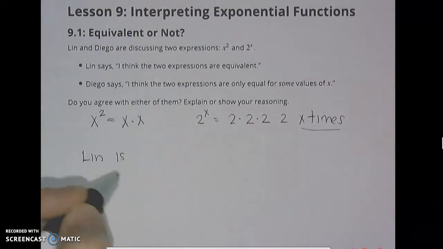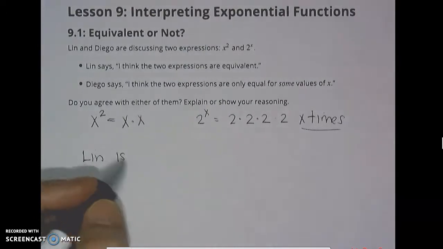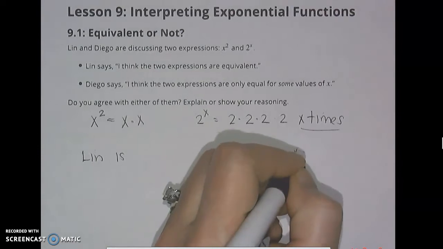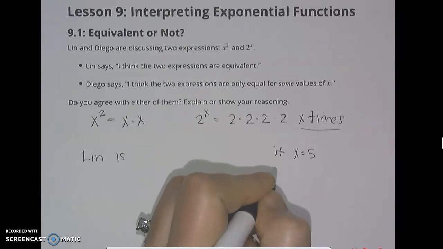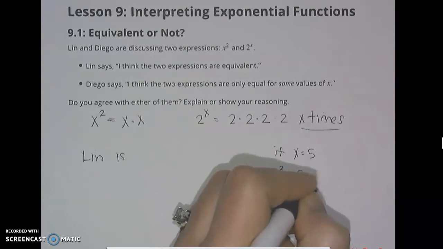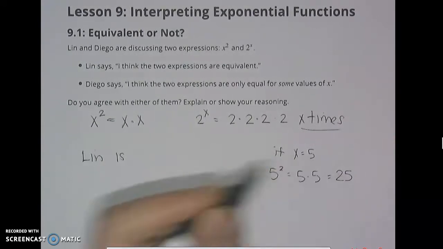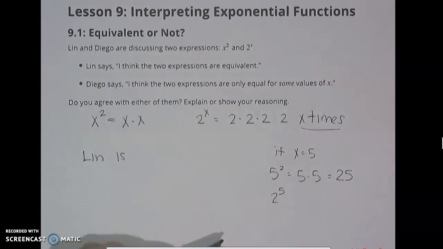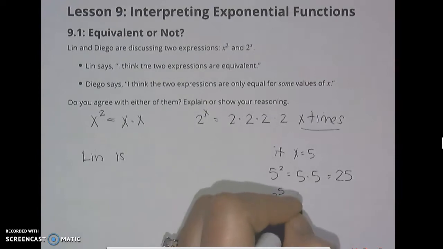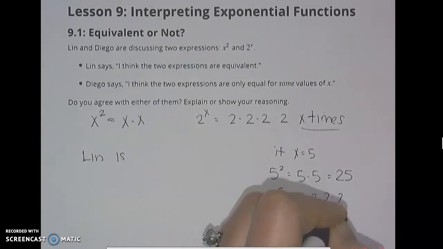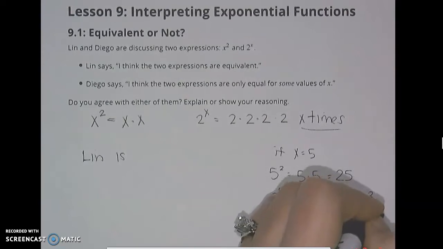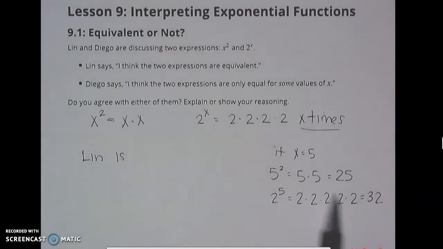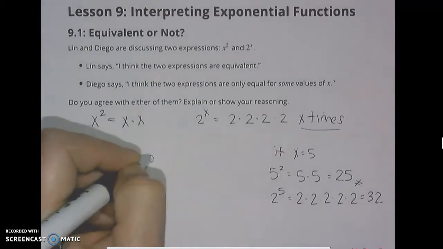So let's see if Lynn is correct or not correct. So if we use, let's say first, if x equals 5, then 5 squared would be 5 times 5, which is 25. Then 2 to the 5th, if we use that x, would mean that we're taking 2 and multiplying it by itself 5 times. And 2 times 2 times 2 times 2 times 2 is 32. Are these two things equal to each other? So those two things are not equal. That symbol means not equal. So Lynn is not correct.